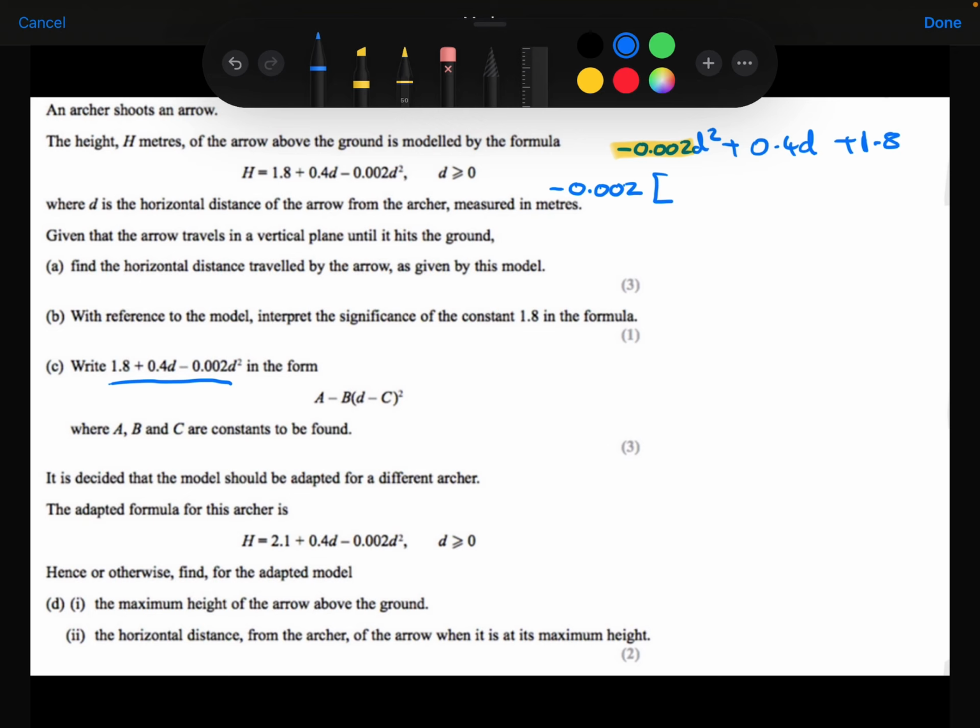So taking that outside, we will have just a d squared at the front, because when I take this and divide it by the minus 0.002, it just leaves me with the d squared.